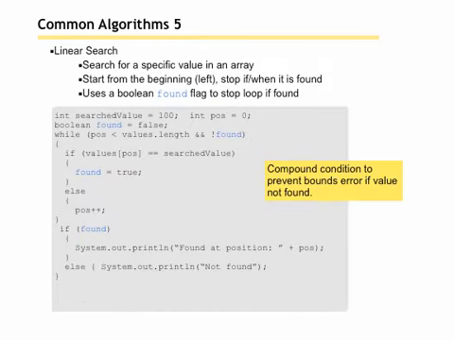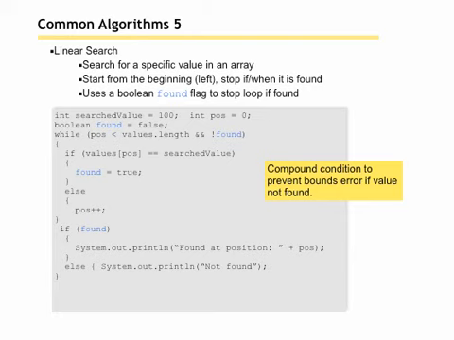So a linear search is when we start at the beginning element, the first element in the array, and we're looking for something. We visit each element until we find it. In this case, we want to search for the value 100. We set int pos equal to 0. Pos, or position, will contain the location of the value once we've found it. Boolean found equals false. This is our flag that we're going to use. If we find it, we'll set that equal to true.